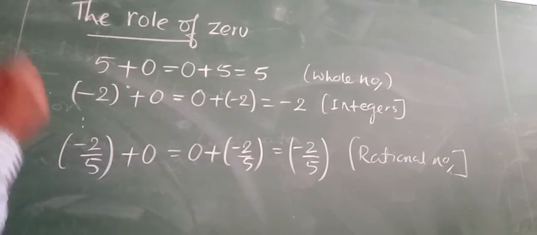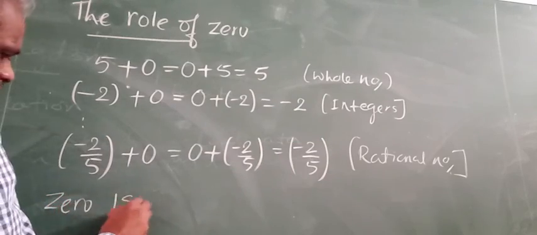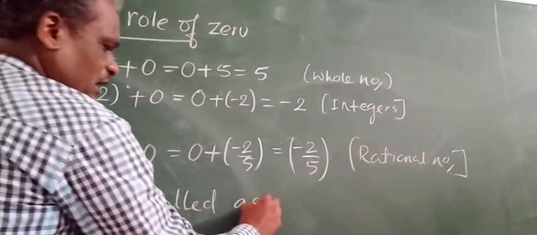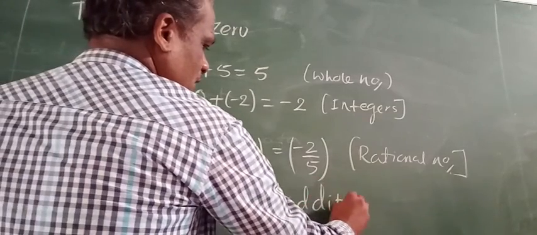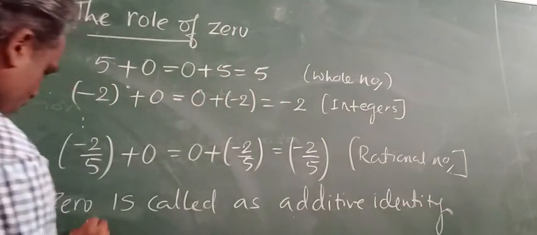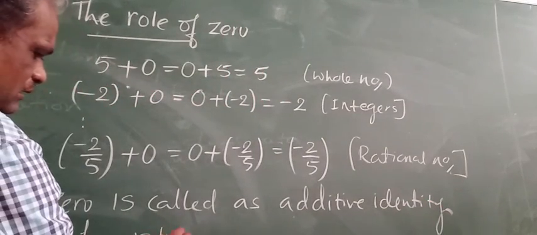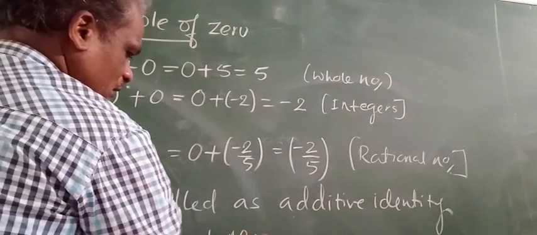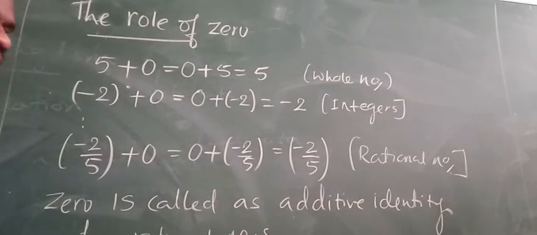So therefore this 0 is called additive identity. Additive identity for rational numbers. So you can take any rational number and add 0 to it, you will always get the same number as the sum. So therefore 0 is called additive identity for rational numbers. It is additive identity for integers also, as well as for the whole numbers.